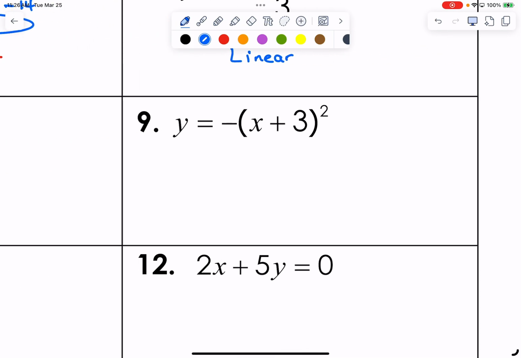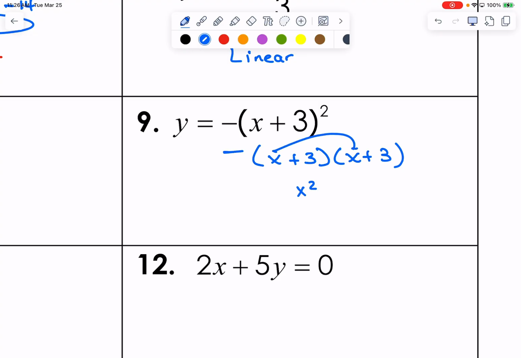All right, number 9. Let's go with Bella. What do you think? It is quadratic. This is good. I'm impressed. Here's what you have to end up doing: x plus 3 times x plus 3. If you foiled this, are you going to end up with an x squared? Yes, you will. This is quadratic. Very good.